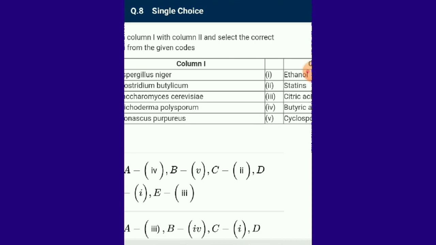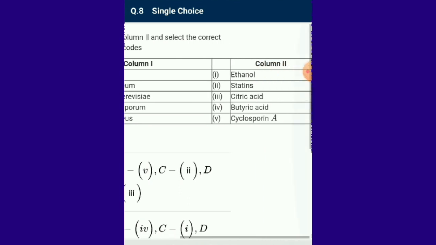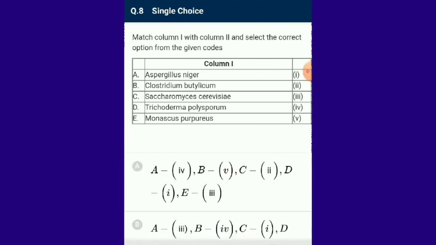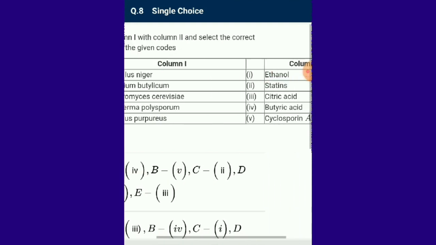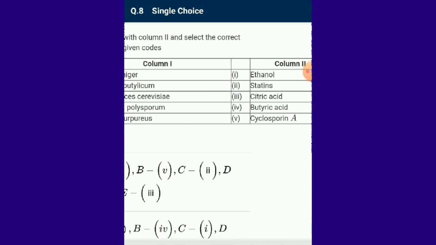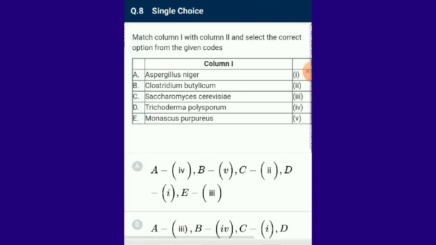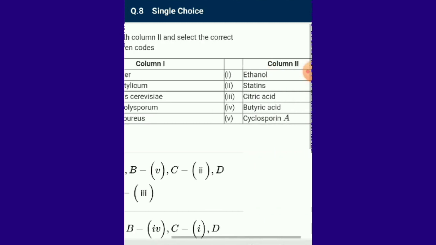Second one is Clostridium botulinum. It is a kind of bacterium that produces butyric acid. See the option, second one, B. Clostridium botulinum, a kind of bacterium, produces butyric acid. Third one, Saccharomyces cerevisiae. Saccharomyces cerevisiae is a commonly used yeast which is known to be stable in baking and brewing industries. It is used in baking and brewing industries.